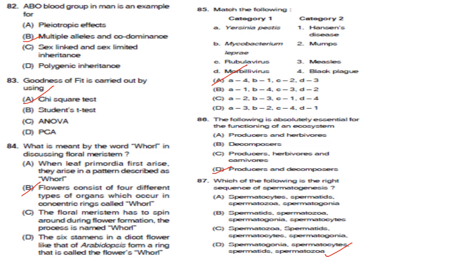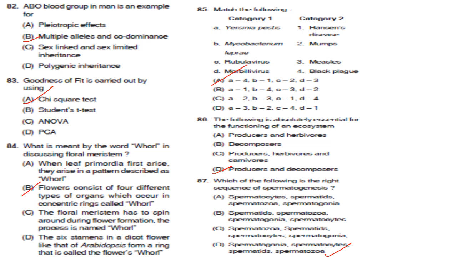Then ABO blood group in man is an example of multiple alleles and codominance. Answer is option B. Goodness of fit is carried out by chi-square. So answer is option A. Then what is meant by the word whorl in discussing floral meristem? So flowers consist of different organs which occur in concentric rings called whorls, that is sepal, petal, stamen, carpels. So the answer here is option B. That is, flower consists of 4 different types of organs which occur in concentric rings called whorls. Answer is option B.